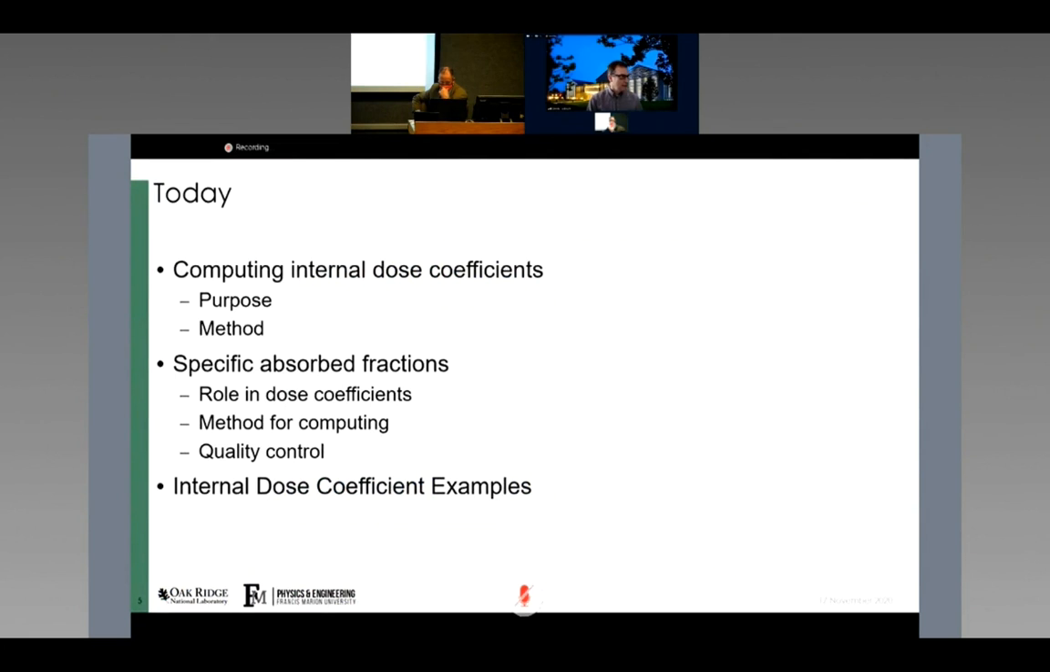All right, so what I thought I'd do today is give a quick overview of the methodology that's involved in computing internal dose coefficients, and then obviously the focus then being the role of the specific absorbed fraction in that calculation. I'll go through the method for obtaining these specific absorbed fractions, and then some of the quality control. And then finally, hopefully end with some fun internal dose coefficient examples, go through a few cases and look at some visualizations.